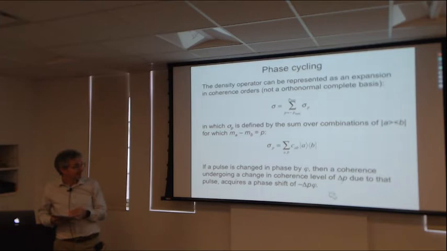And the main result is that if we change some phase on a pulse, and that pulse transfers coherence from one operator to another, such that the coherence order changes by delta p. So suppose the pulse takes us from coherence order 0 to coherence order +1. If we shift the phase of the pulse, our coherence after the pulse will shift in phase by minus delta p times phi.